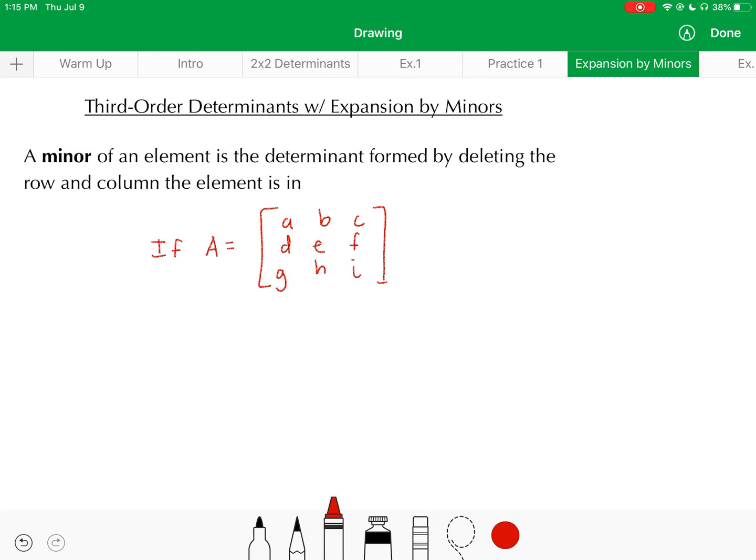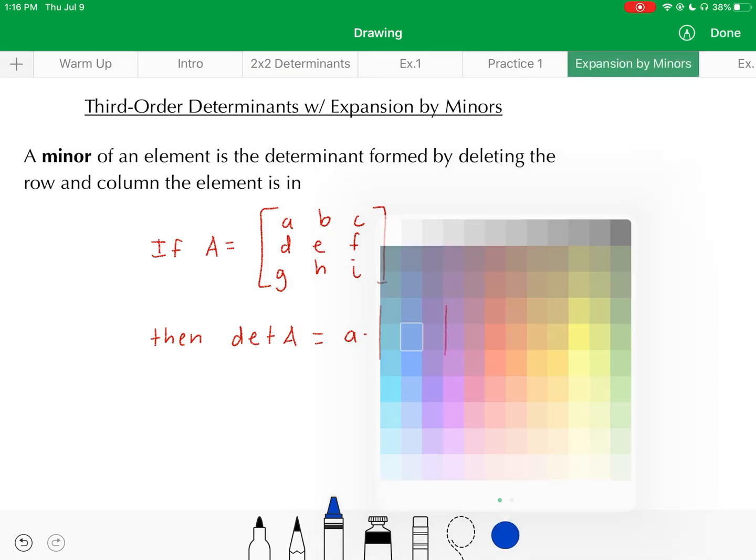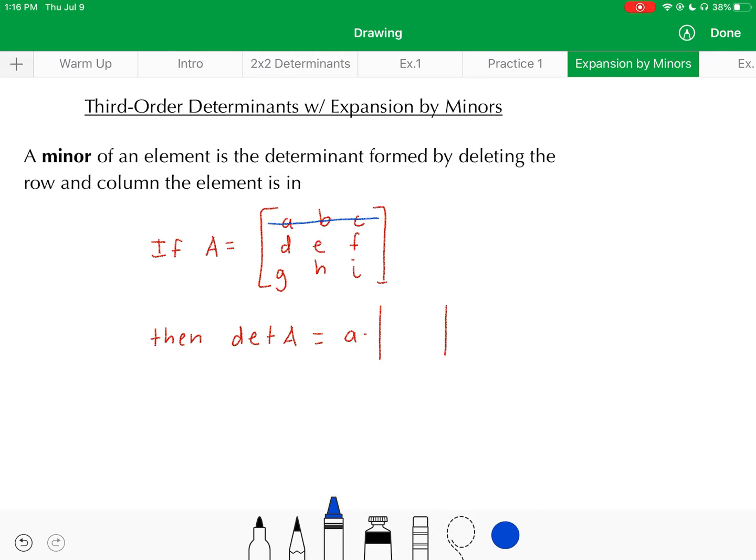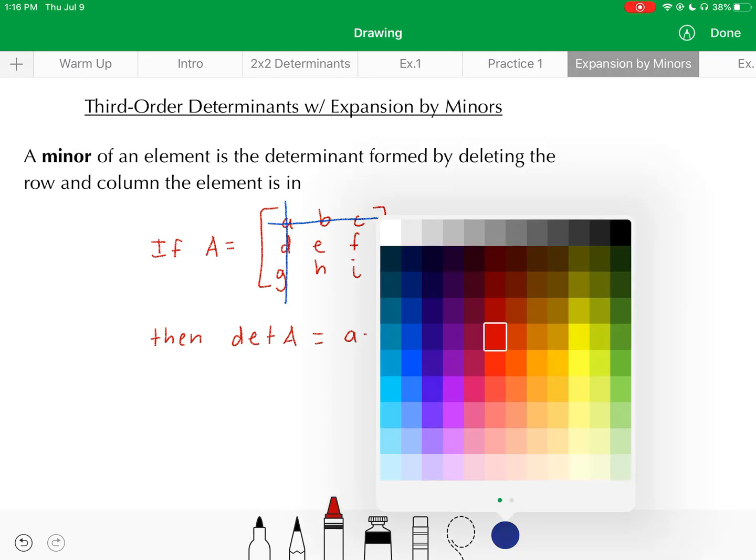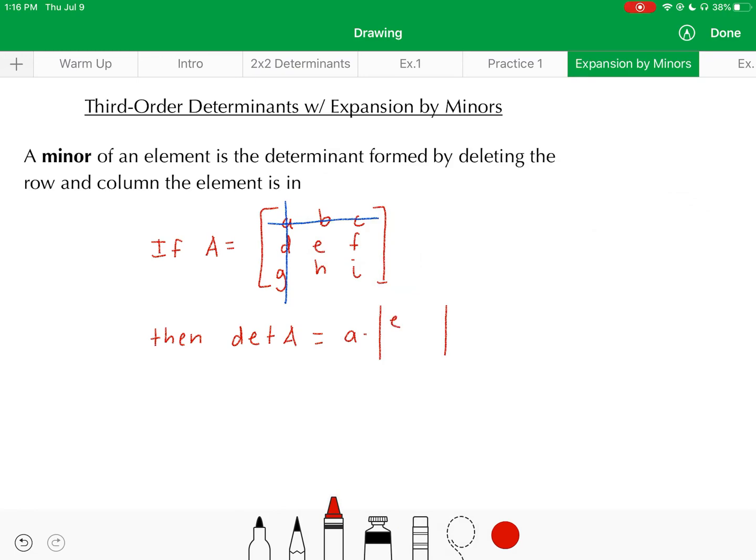All right. Then to find the determinant of matrix A, I'm going to take the first row, first column element, which is A, and I'm going to multiply that by its minor. Now, again, its minor is a determinant, and you would find it by eliminating the row and the column that element A is in. Now, notice what that leaves us with. It leaves us with E, F, H, and I.